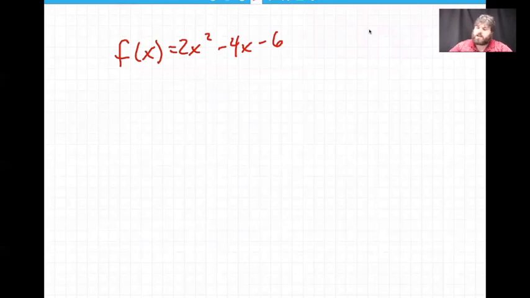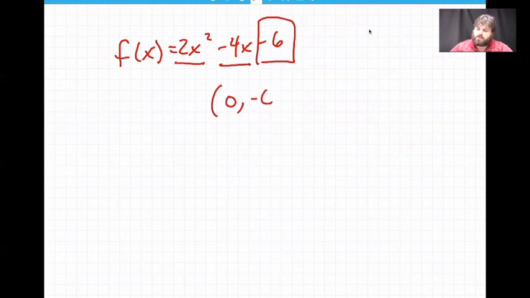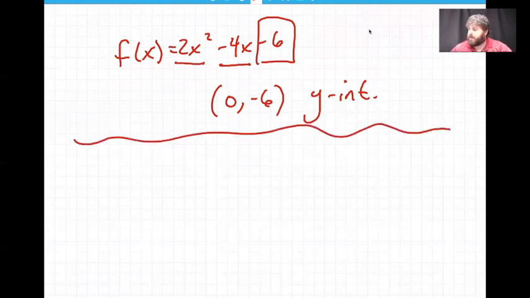The y-intercept should be -6. When I plug in 0, that goes away, and I'm left with -6. So (0, -6) is my y-intercept. Pretty straightforward there. The next thing that you can find when you're in standard form is the vertex. So let's look at another example here.